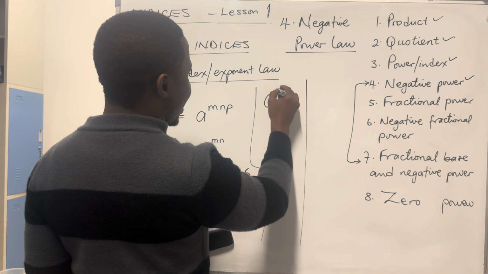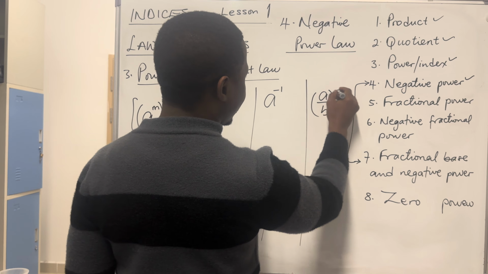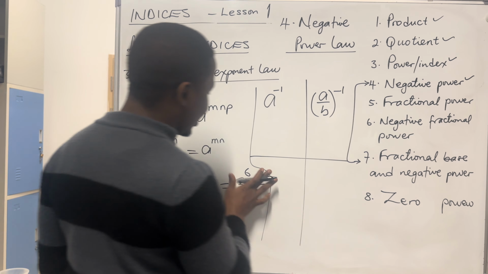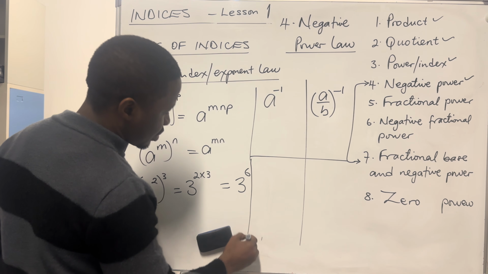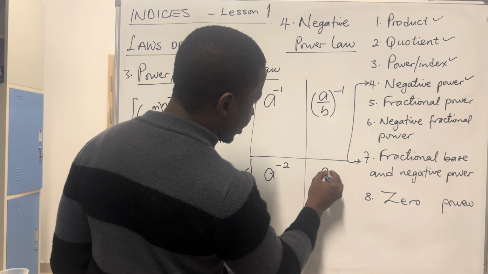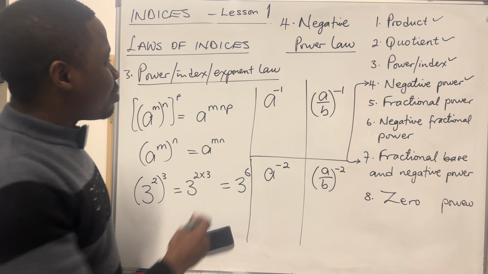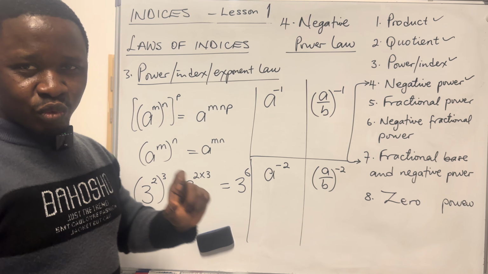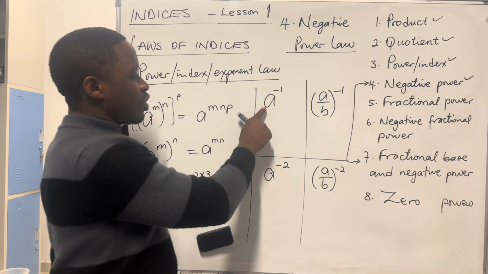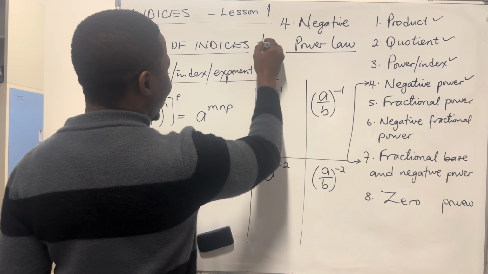A to the power minus 1. A over B to the power minus 1. Whenever the power, okay, let me give another. A to the minus 2. A over B to the power minus 2. Whenever the power is negative, the first thing you do is to ask yourself, what is the inverse of the base? The base here is A. The inverse of A is 1 over A.